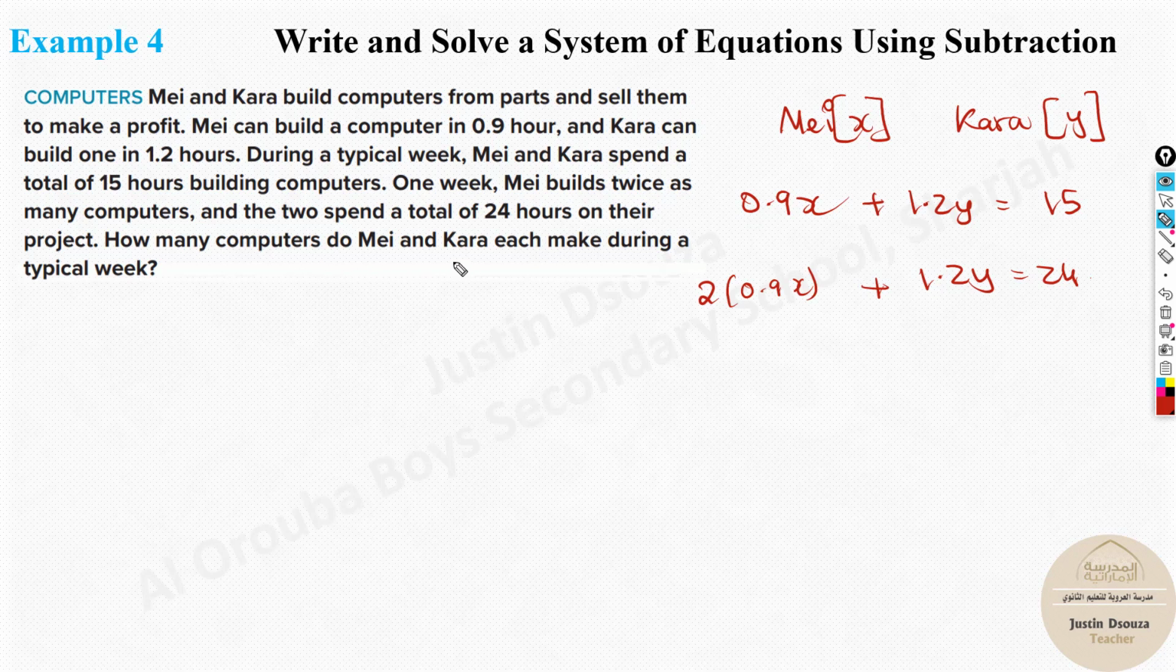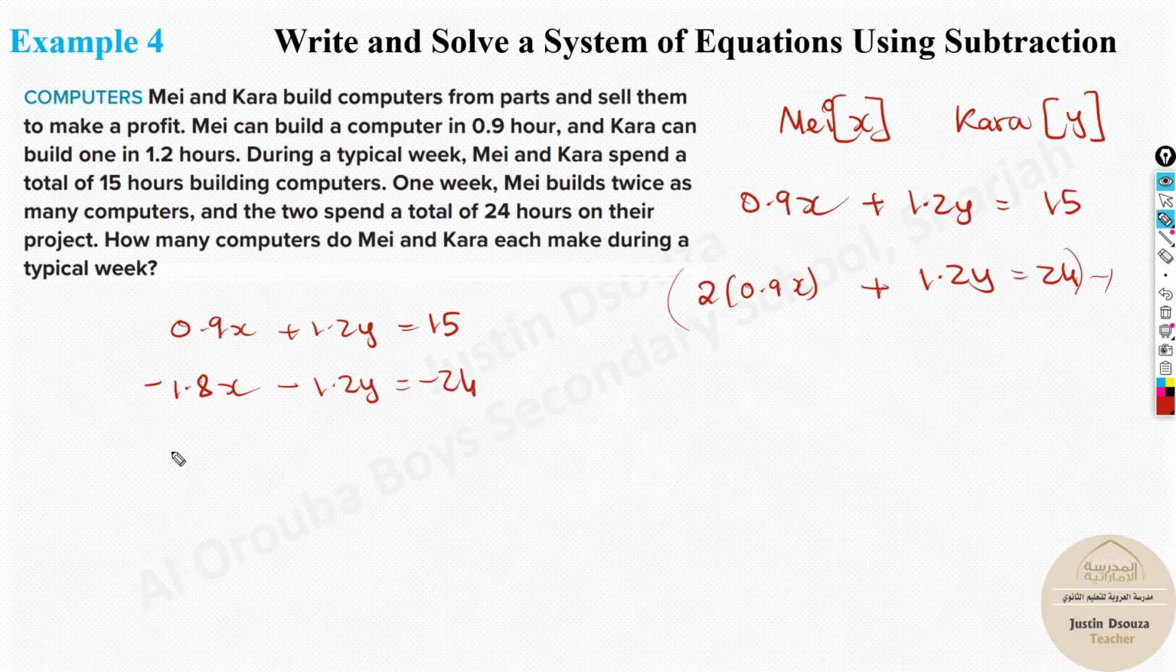Now, how many computers do May and Kara each make during a typical week? So we need to just solve them. First, you need to multiply by minus 1 throughout one equation. So I'll leave the first equation as it is: 0.9x plus 1.2y equals 15. Now in the below equation, 2 times 0.9 is 1.8x, but here multiply throughout by minus 1 as well. So it'd be minus 1.8x minus 1.2y equals minus 24.